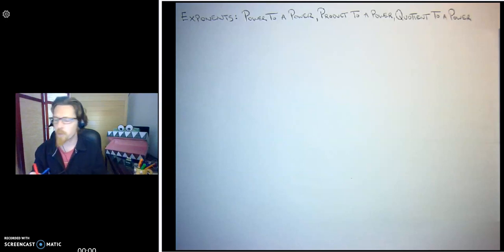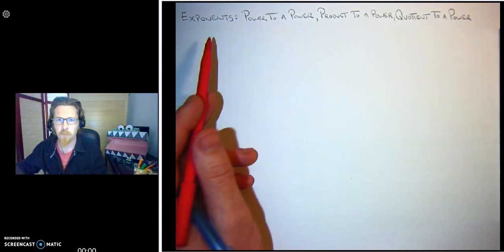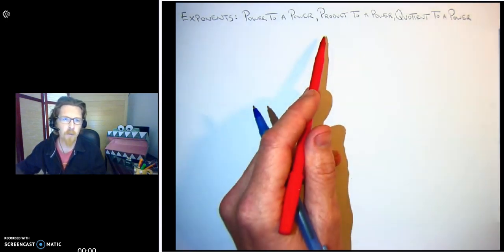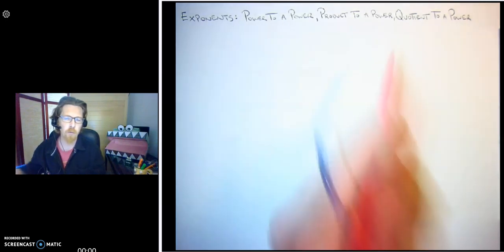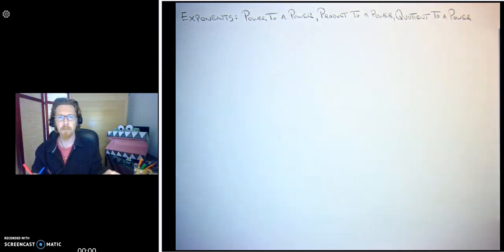Hi Math, I'm Andy. Today we're going to look at some exponent rules. We're going to do the power to a power, the product to a power, and the quotient to a power. So get out your notebooks and follow along with me. We'll go over what these laws or properties are, and then I'll show you some examples of how we can use them to simplify expressions.